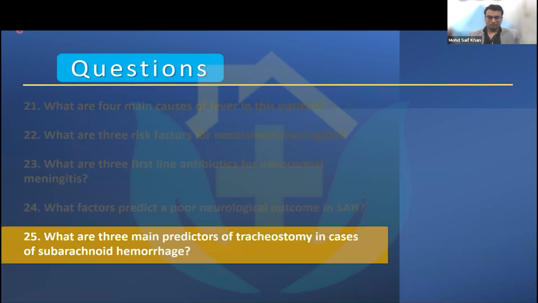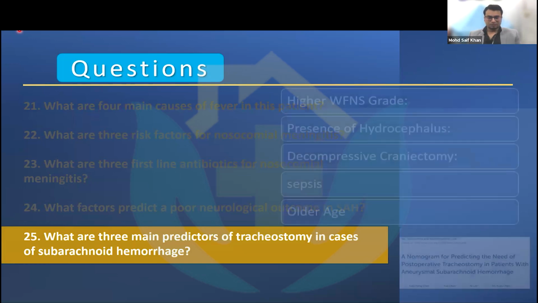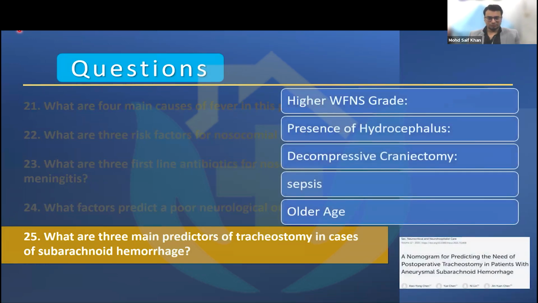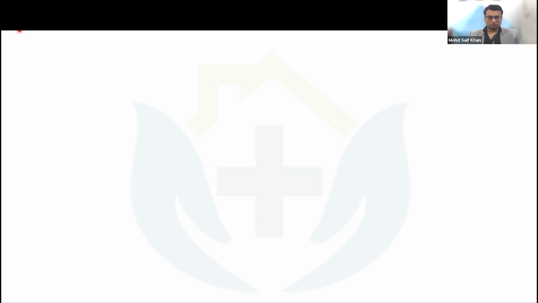Now, what are the main predictors of tracheostomy? So in this case, probably tracheostomy will be required, because patient's GCS is poor. So again, various risk factors are possible: presence of hydrocephalus, higher clinical grade, decompressive craniotomy, sepsis, older age. So these are main risk factors for requirement of tracheostomy in case of SAH. Okay. So with this, CCS was over.